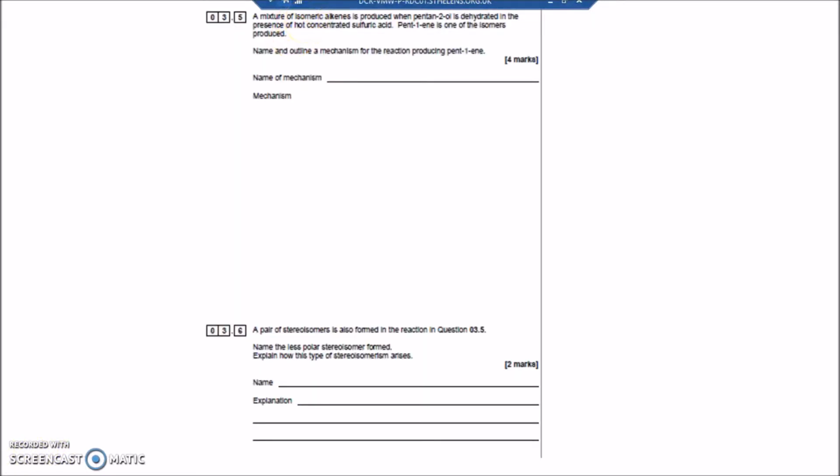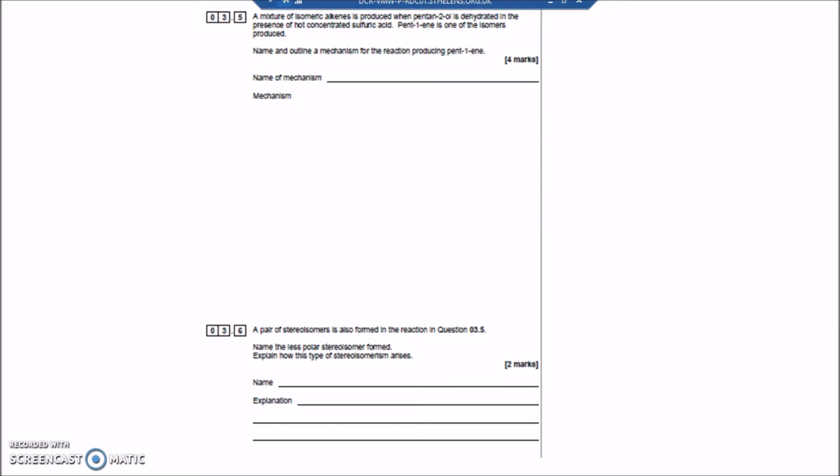Question 3.5. A mixture of alkenes is produced when pentan-2-ol is dehydrated in the presence of hot concentrated sulfuric acid. Concentrated sulfuric acid removes water. It removes an OH from a carbon and an H from a neighbouring carbon atom. So between those two carbon atoms there's an H on one and an OH on the other, and it removes the water from across those two carbon atoms and leaves a double bond. Pent-1-ene is one of the isomers produced. Name and outline a mechanism for this reaction.